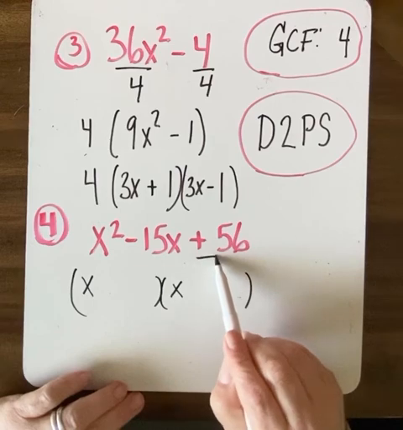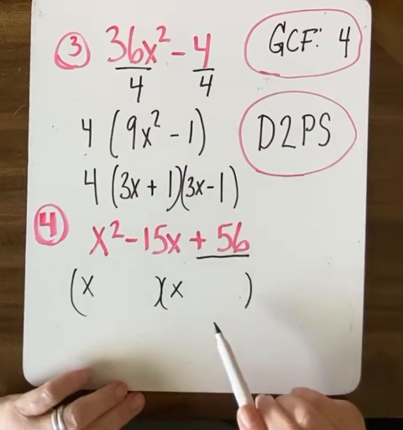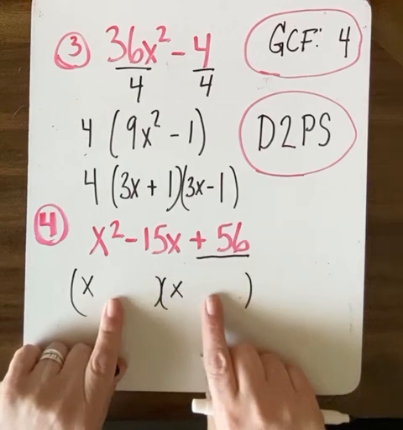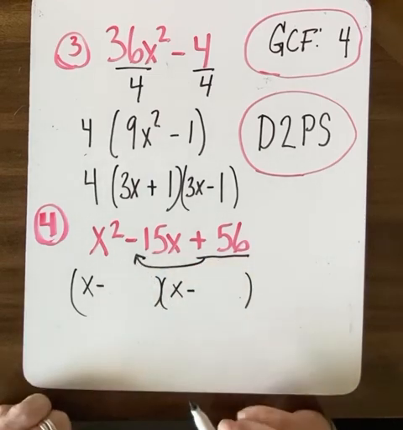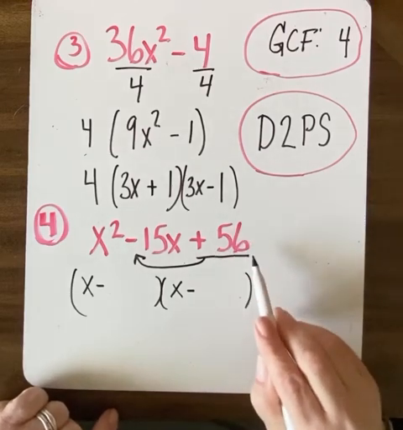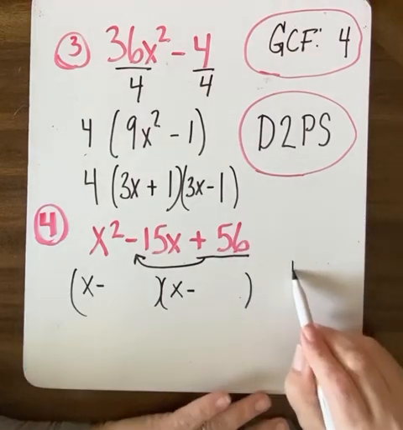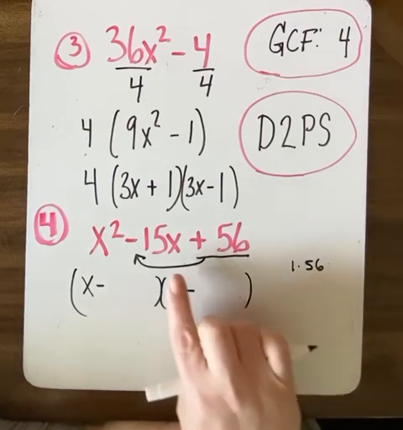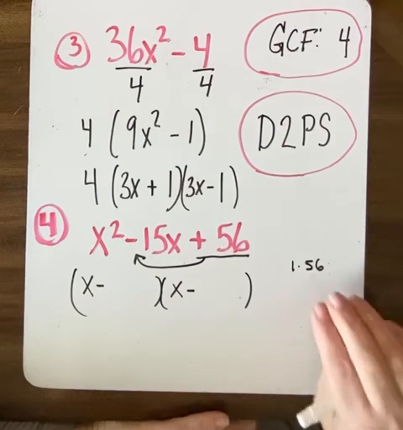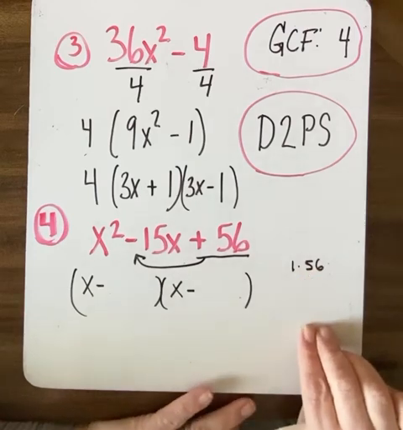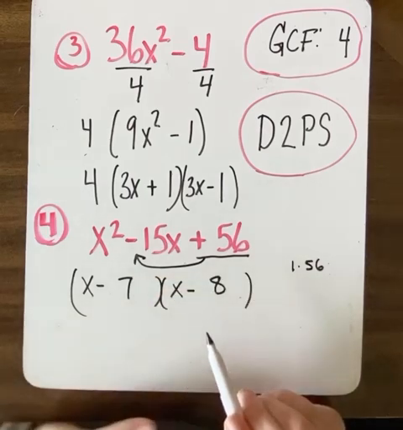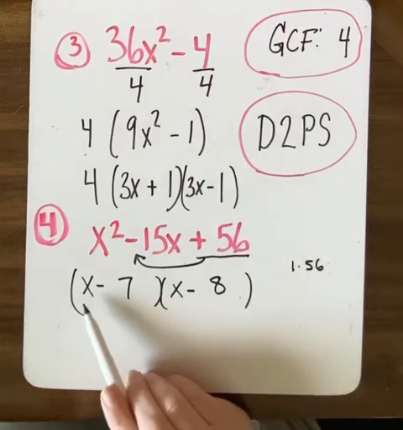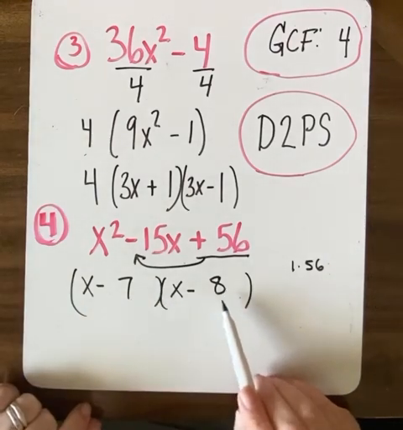I know that if this term, my c value, is positive, that my signs in my parentheses here must either be 2 pluses or 2 minuses. If I look here, this tells me they're both going to be minuses. If I think about the factors of 56, I'm looking for factors of 56 that are going to be able to make a negative 15. And after listing those factors of 56 out, I hopefully can settle on 7 and 8. And so my answer for this problem is x minus 7 times x minus 8.